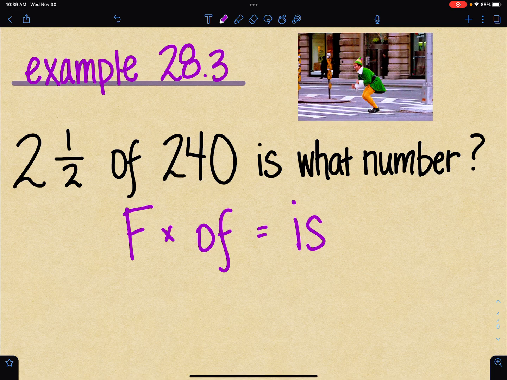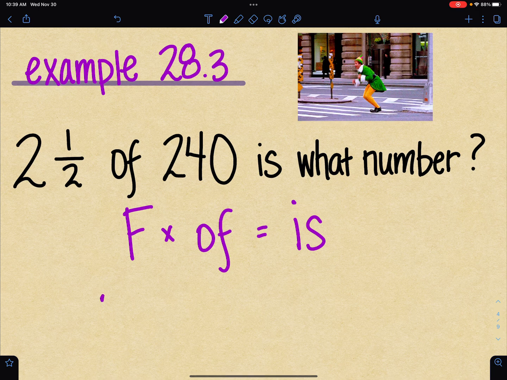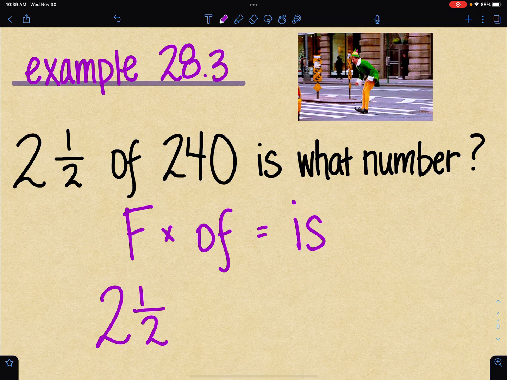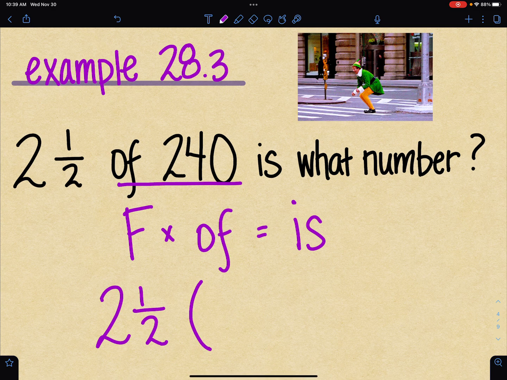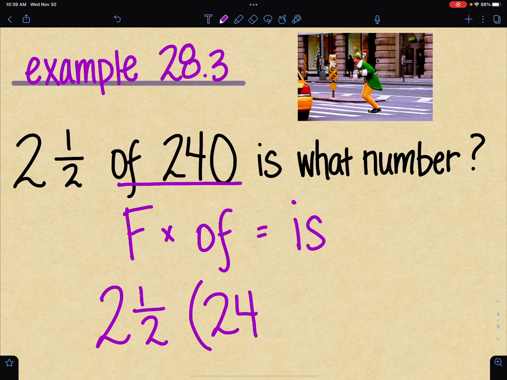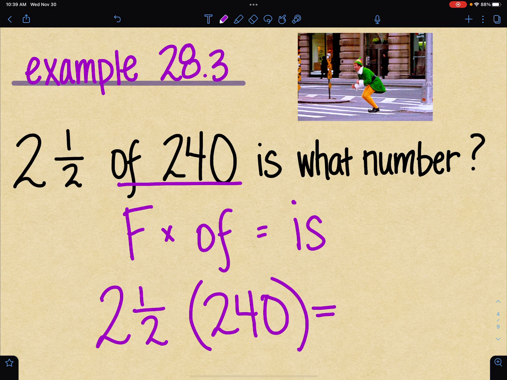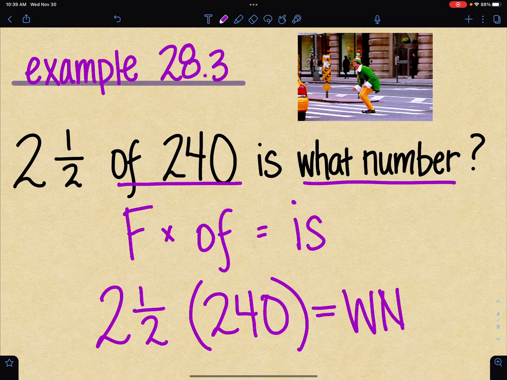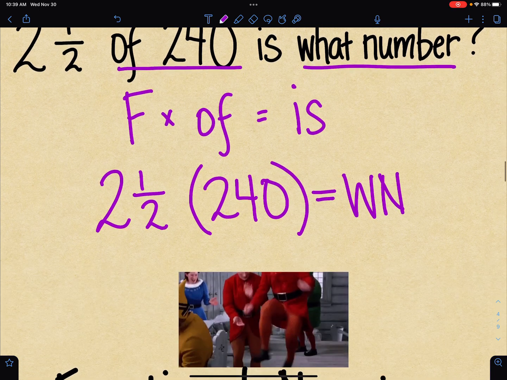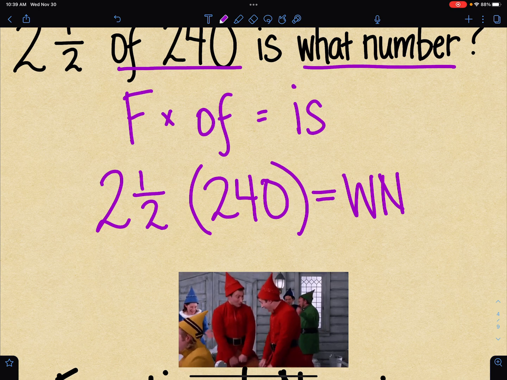So the fraction is 2.5. I'm going to write that here. Of 240, so instead of the "of," sorry, I'm going to write 240. And instead of the "is," I'm going to write "what number," because they called it what number. That's what we're solving for. This is easy because all you have to do is multiplication.